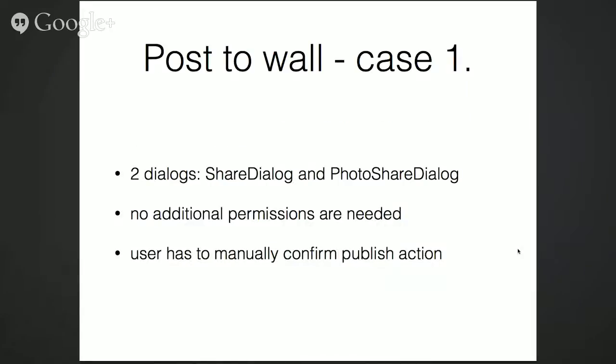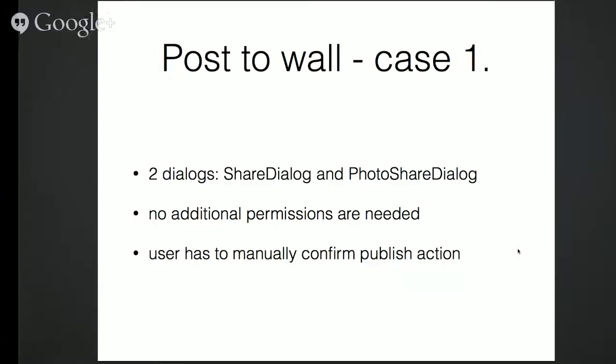Then we have two dialogs. We have share dialog and photo share dialog. The main difference between them is that with share dialog, you can only share some content which is already on the web, like some articles or web pages. And with photo share dialog, you can upload a photo from your user's smartphone. No additional permissions are needed for this case because the user has to manually confirm the publish action.